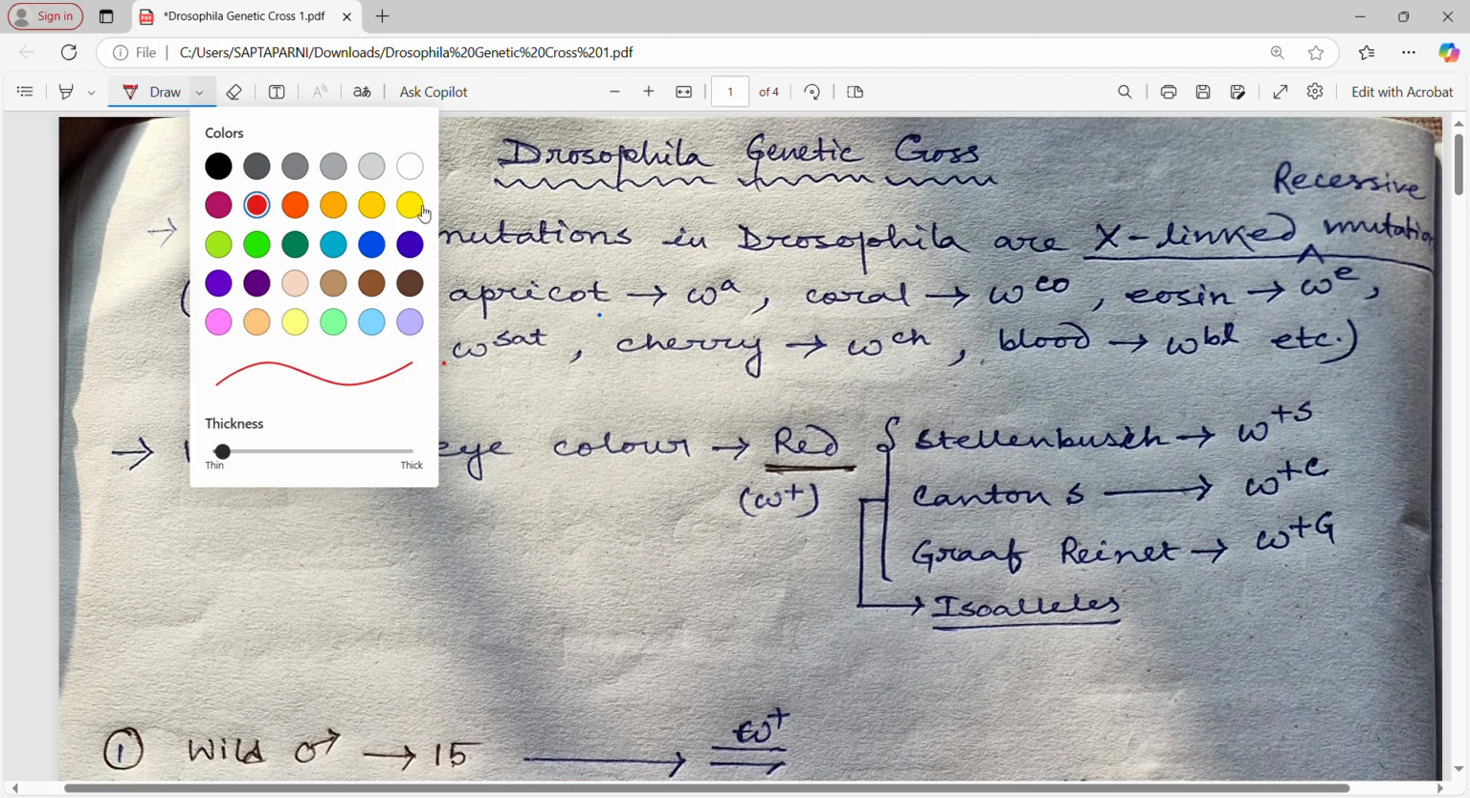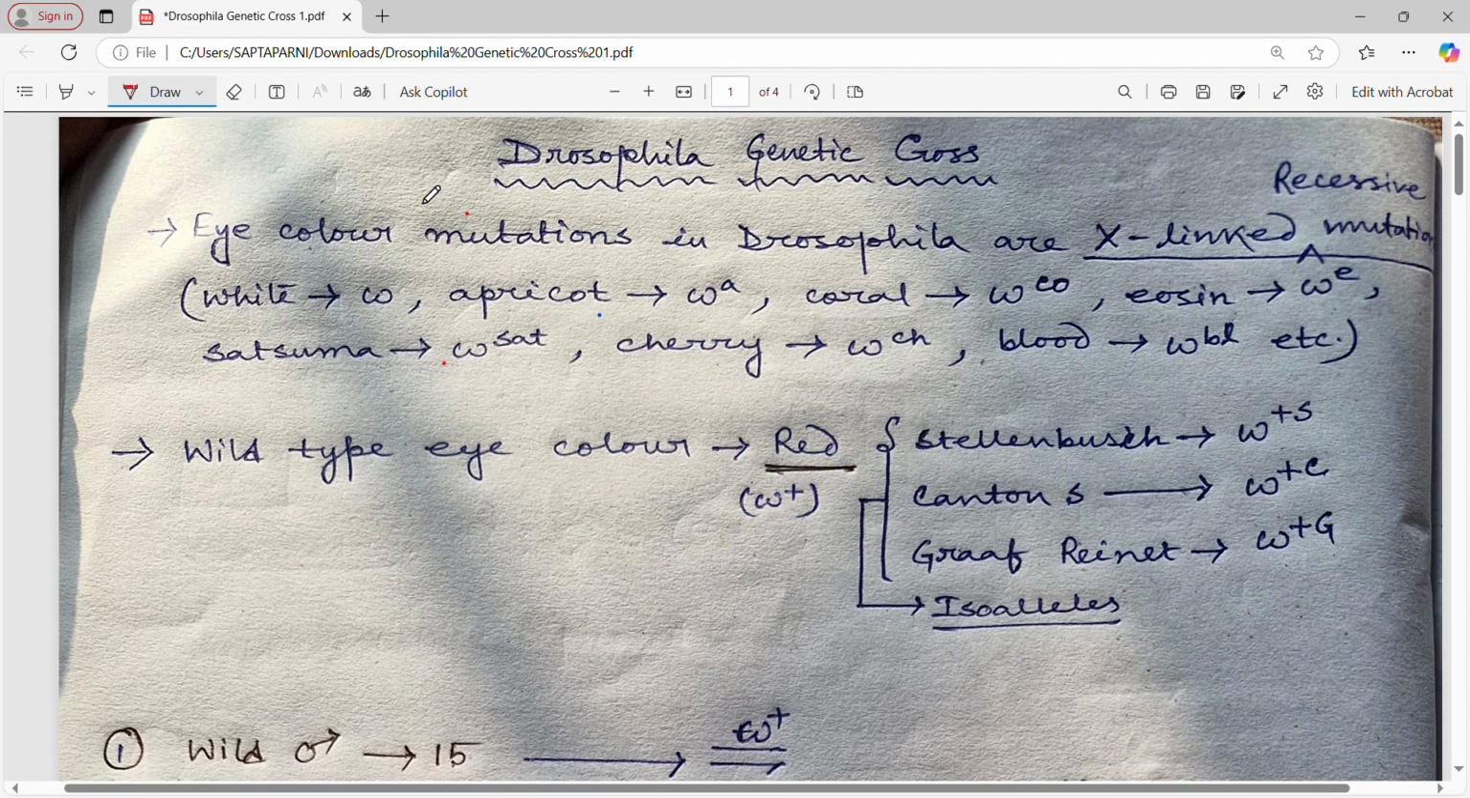So in today's video we are going to discuss genetic crosses in Drosophila. In this video we are mainly focusing on eye color mutations of Drosophila. Before going into mutation, we must know what the wild type eye color in Drosophila is. It is the red color, or specifically brick red color, which is denoted as the W plus allele.